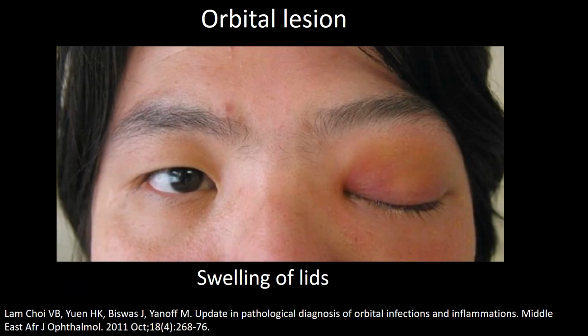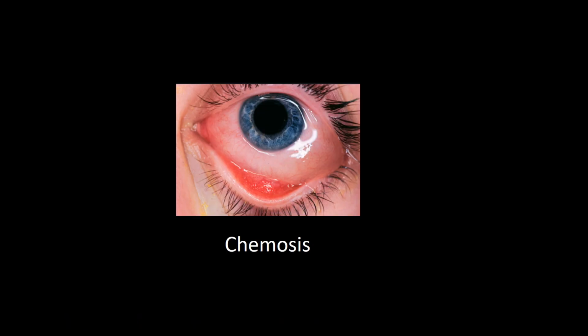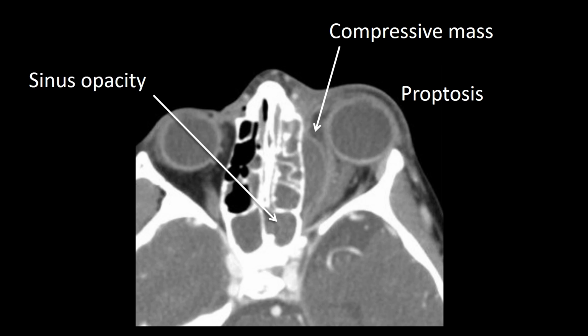In patients with orbital pathology, swelling of the eyelid is usually present, as you can see here, and an increase in orbital content is often noted, as indicated here. Sinus pathology, a frequent cause of orbital pathology, can also be seen in this CT scan. Chemosis is often present with orbital lesions, as well as proptosis. In this case, you can see the mesial mass compressing the orbital content, and again, sinus opacification.